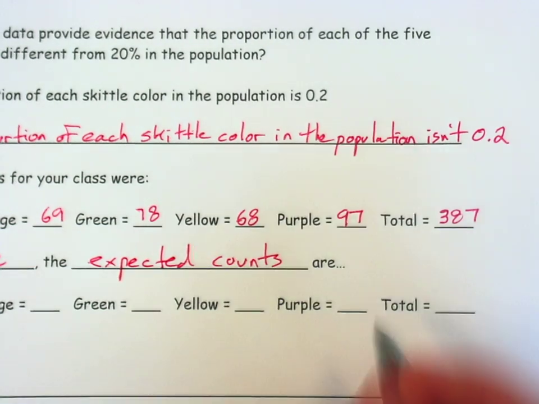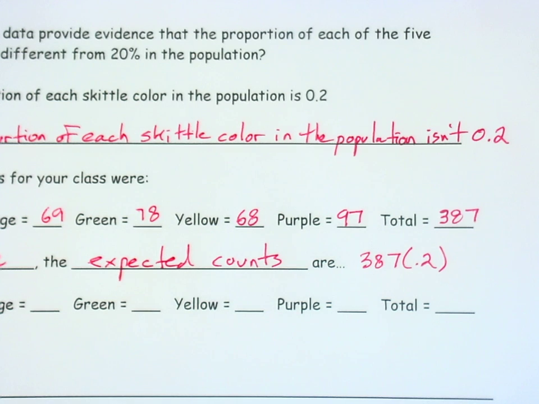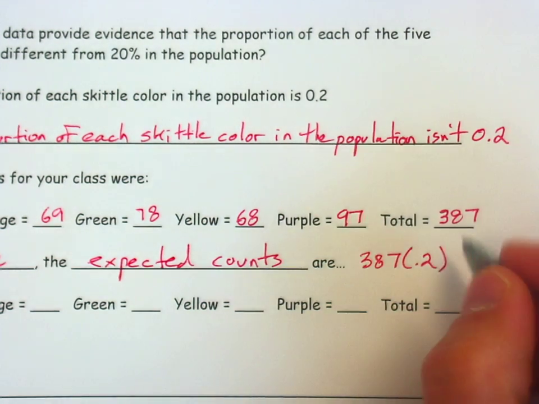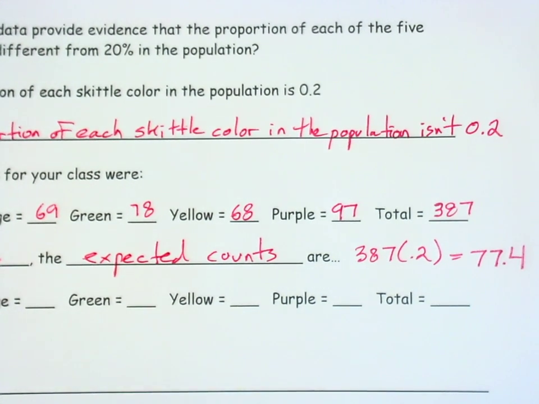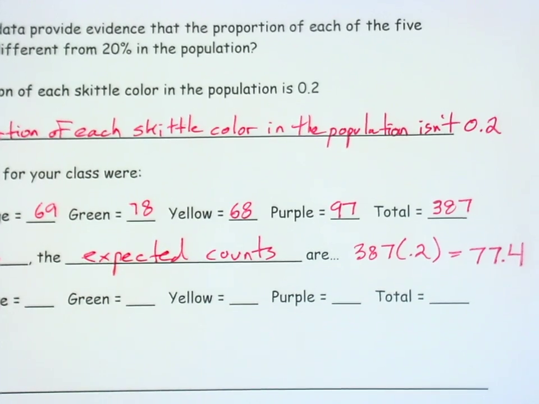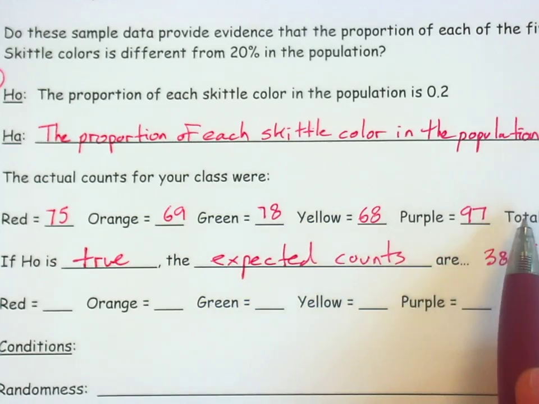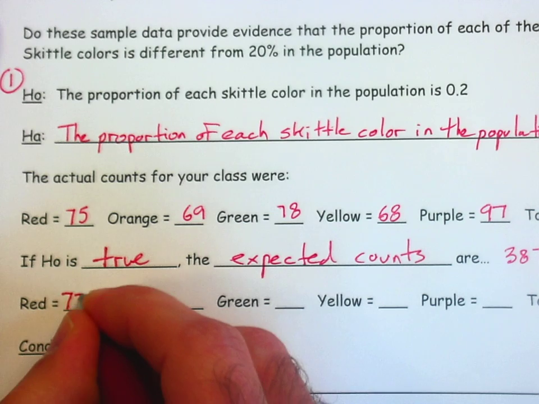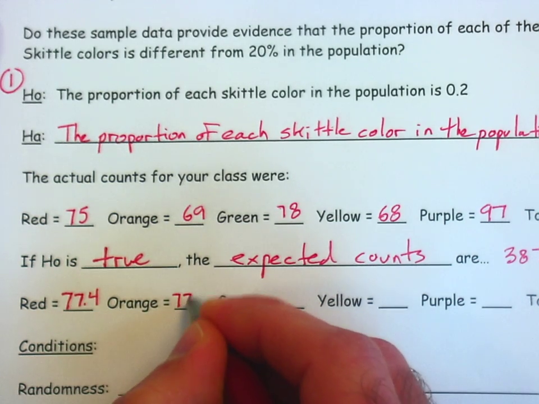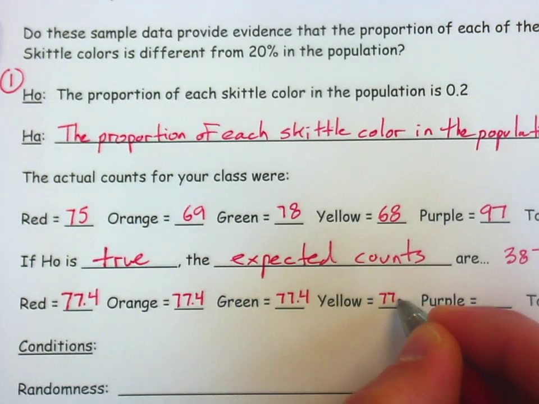It's not too hard. There were 387 Skittles. 20% of 387, that is 77.4. So we would expect to get 77.4 of each color. Up here, these are the actual counts: 75, 69, 78, 68, and 97. The expected counts are all the same. They're all 77.4. So if we get 20% of each color, this is what to expect.